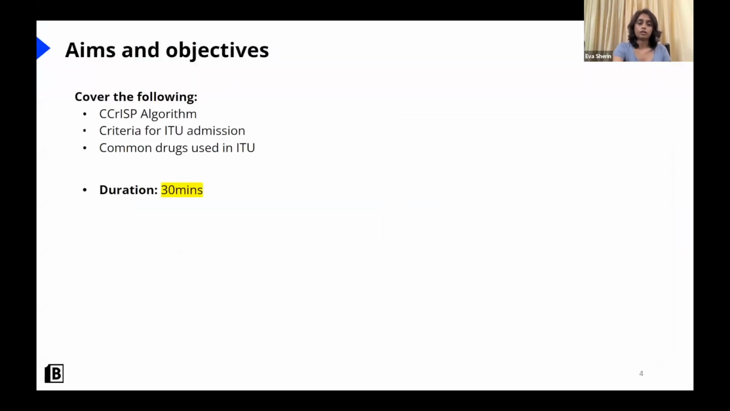So the aims and objectives that I will be covering today: I'll be going through the CRISP algorithm on how you assess a patient, the criteria for ITU admission, and the common drugs that you would use in ITU. That is a vast topic again, and I would be explaining the doses a bit. So if you have something to write down, I think that would be pretty useful.